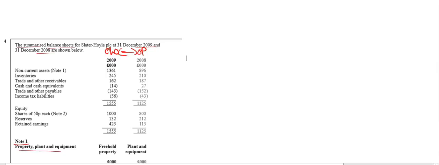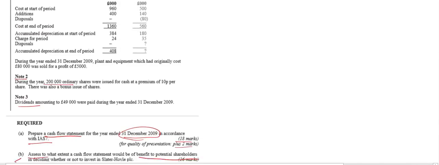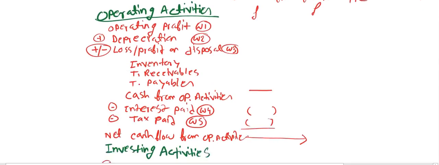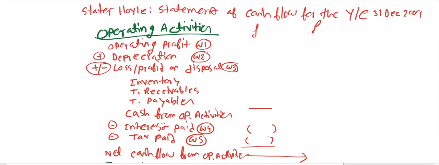What do we do? There are 3 activities. We start with operating activities, then investing activities, then financing activities. These are the 3 activities, and there's a set pro forma. At first I will show you the pro forma and we will follow it. There are quite a few workings, like 8 to 9 workings, and I have set the pro forma according to the workings. Here we start: Slater Holly statement of cash flows for the year ended 31st December 2009.